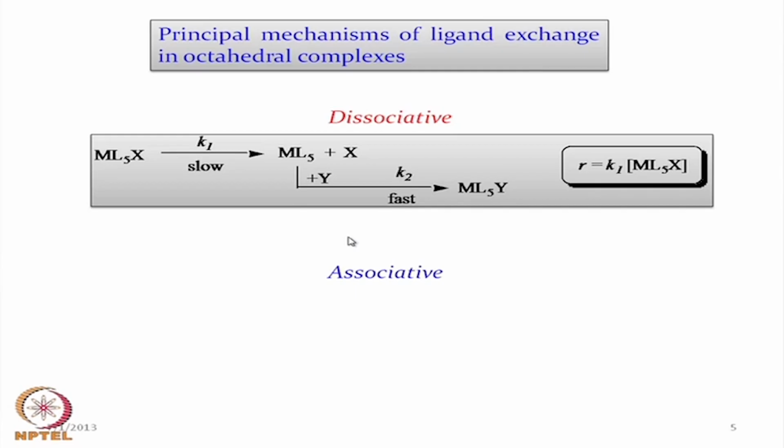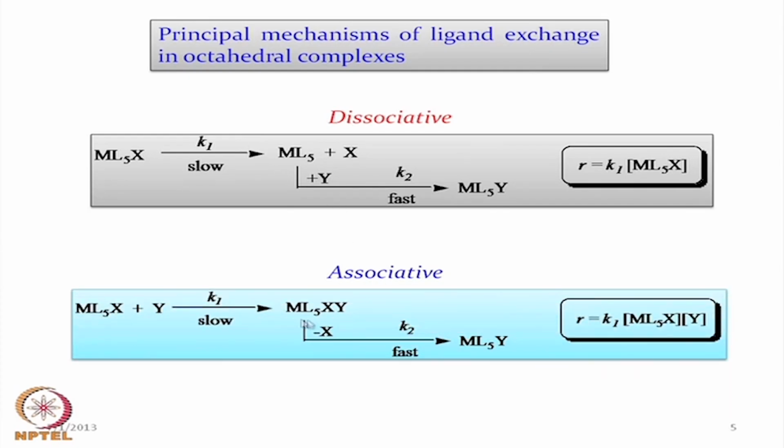In the other case, which is associative in nature, that means where the incoming ligand can go and attach to the metal center, forming the ML5XY. In this particular case, this is the slow step, this is also the slow step, but in this case the dissociation is the slow step or the slowest step, and the slowest step is the rate determining step. That means the rate of the reaction is dependent only on the slowest step, that means the dissociation path.